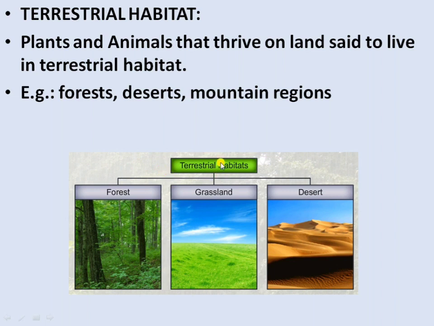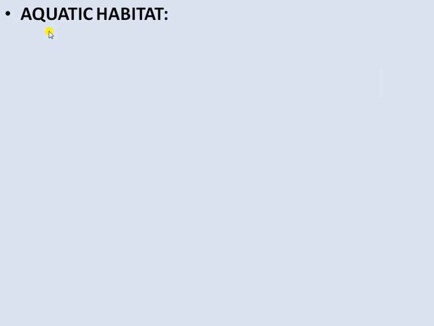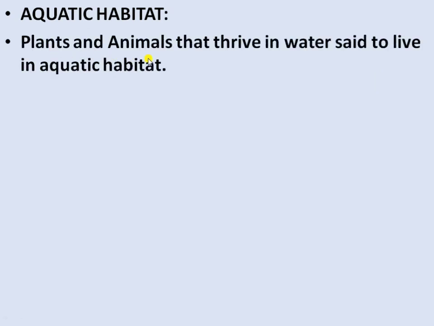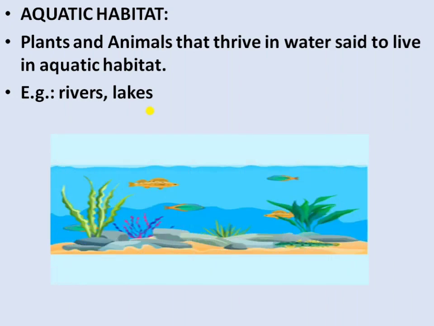So yeah, terrestrial habitat is divided into forest, grassland, desert and mountain region. Next is aquatic habitat. The plants and the animals that thrive in water are said to live in aquatic habitat. For example, rivers and lakes are aquatic habitats.